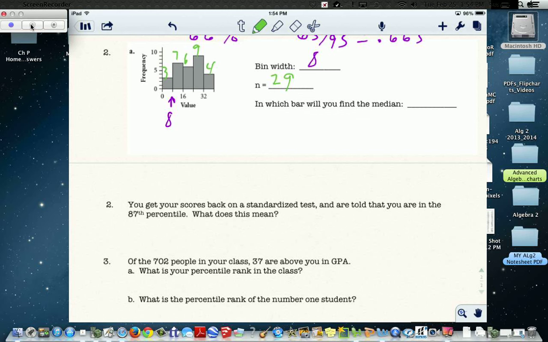So in which bar will you find the median? Again, split 29 in half is 14.5. So I can come in 14 from the left, 14 from the right, and that'll leave me the one number sitting in the middle. So to do this, I would go from the left or the right, and we're going to find the median is sitting in the bar that goes from 16 to 24.